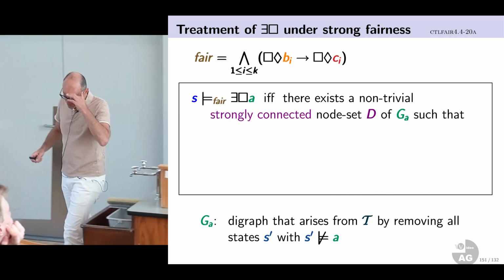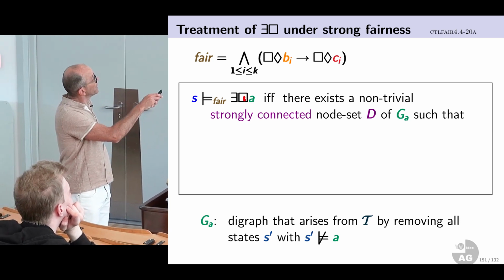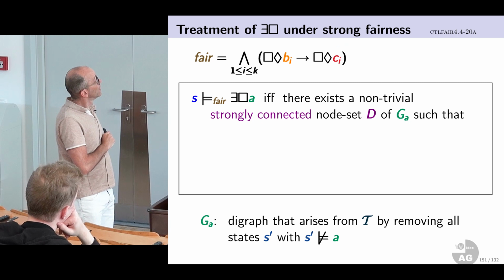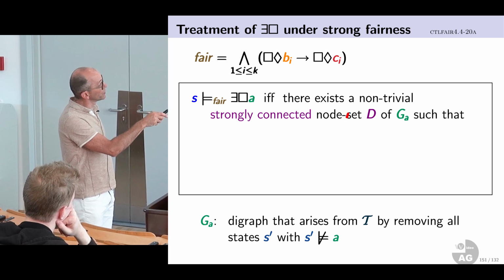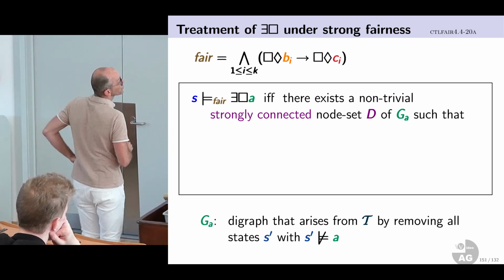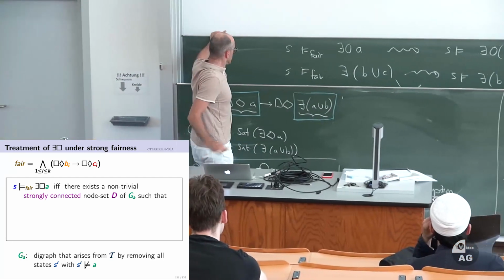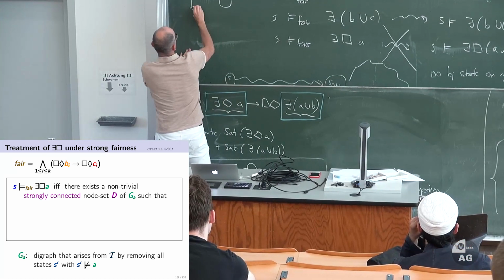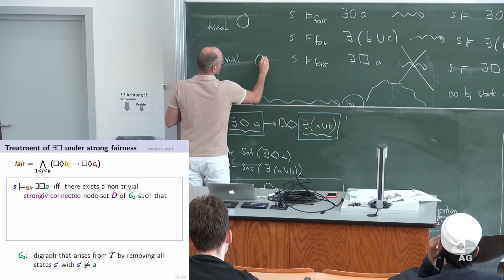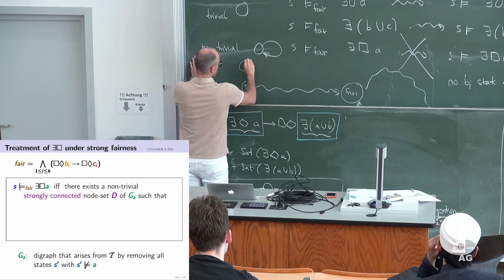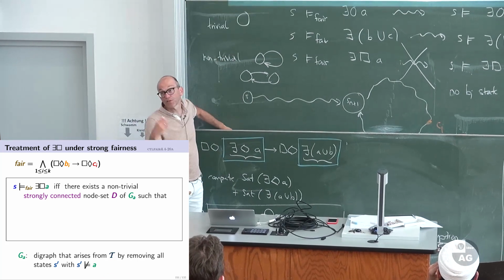So the way to phrase it in a different way is that we want to check existential box A under this strong fairness assumption. That holds if and only if there exists a non-trivial strongly connected node set. What's non-trivial? Non-trivial means that it has at least to have one edge. So this thing is trivial, yeah, and this is non-trivial. Or for instance, this between two states and you go back and forth. This is non-trivial, but this is trivial. Yeah? You need to have at least one edge.